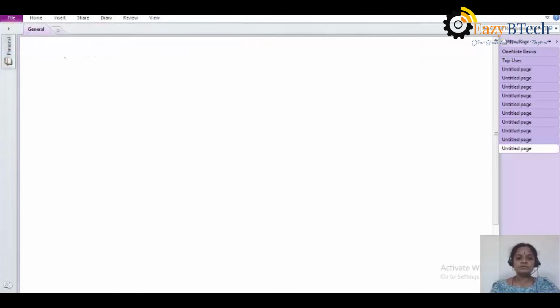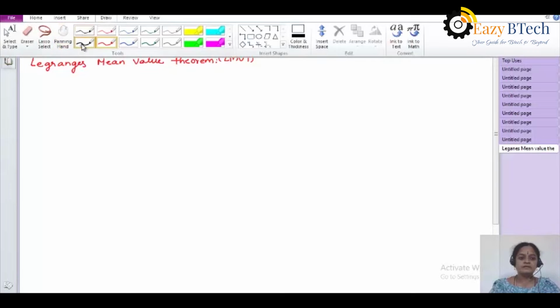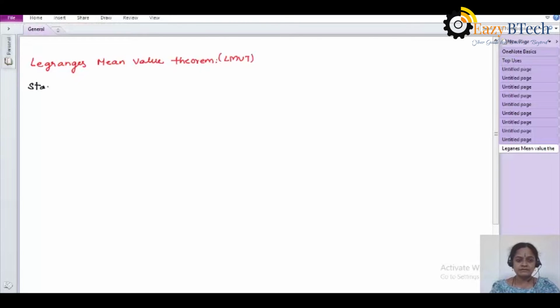So the next important theorem is Lagrange's mean value theorem. It may also be written as LMVT, Lagrange's mean value theorem. The statement of Lagrange's mean value theorem.